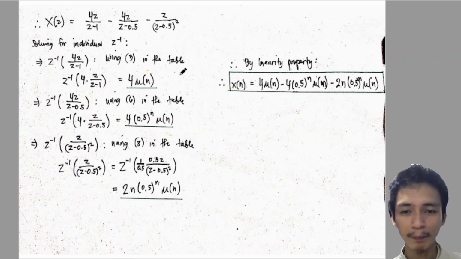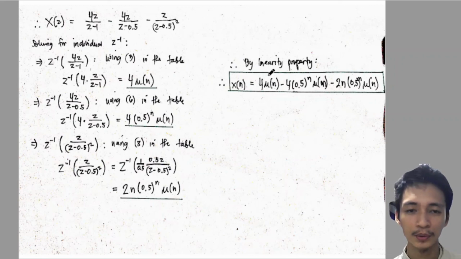By the linearity property, we can just add those individual inverse z-transforms. We get x(n) as our final answer equals 4u(n) minus 4 times 0.5 raised to the power of n times u(n) minus 2n times 0.5 raised to the power of n times u(n). That would be all. Thank you.